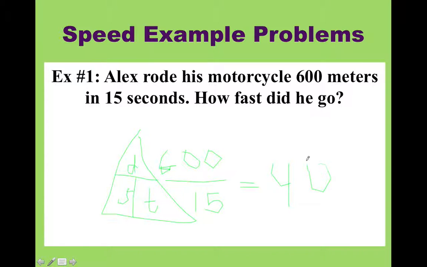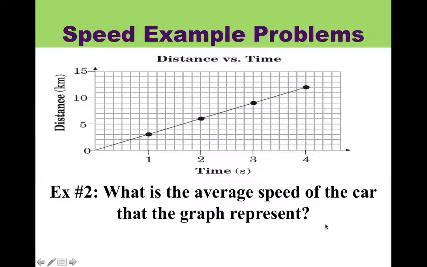Okay, I get 40. And I need a unit. Distance is in meters. Since it's up top, we're going to put it on top, over meters per second, because the time is down on the bottom. So the answer is 40 meters per second. All right, so here's another one.